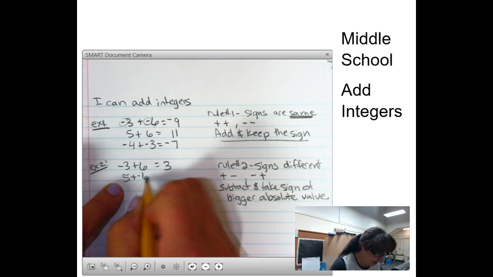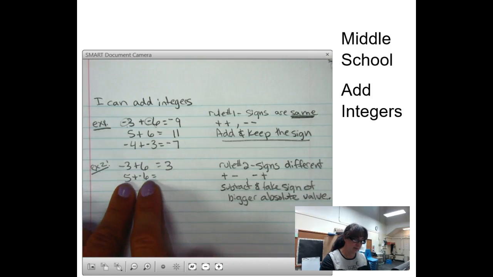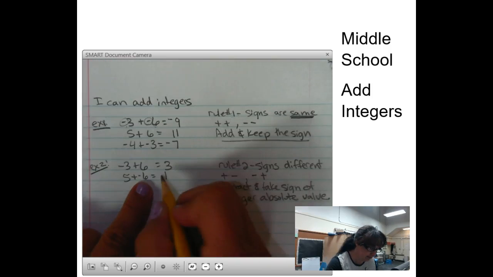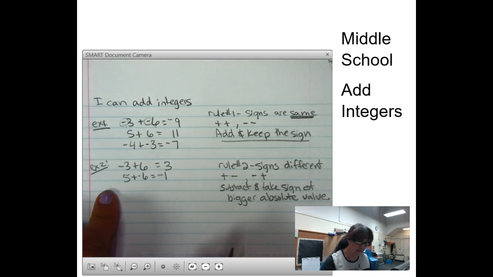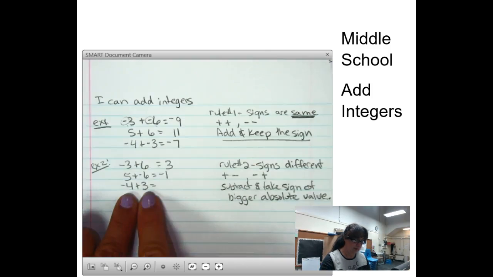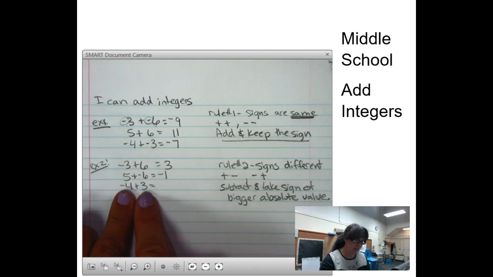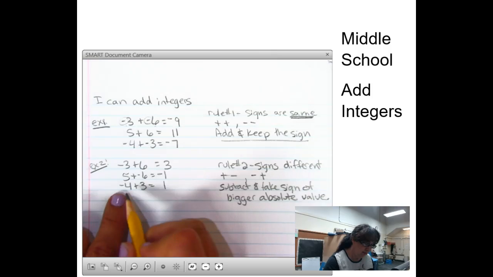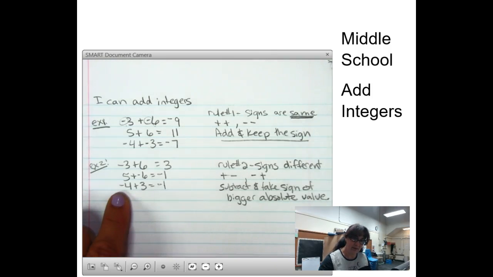Okay? Let's say we have 5 plus negative 6. So one of them is a positive and one of them is different. So that's rule number 2. They're different, so I'm going to take the difference or subtract. 6 minus 5 is 1. Do I have more positives or more negatives? I have more negatives, so it's going to be negative 1. Okay? And the last one, let's say I have negative 4 plus 3. That follows rule number 2 because the signs are different. One is negative, one is positive. If they're different, I take the difference, I subtract them. 4 minus 3 is 1. I have more negatives than positives, so it's going to be negative 1.